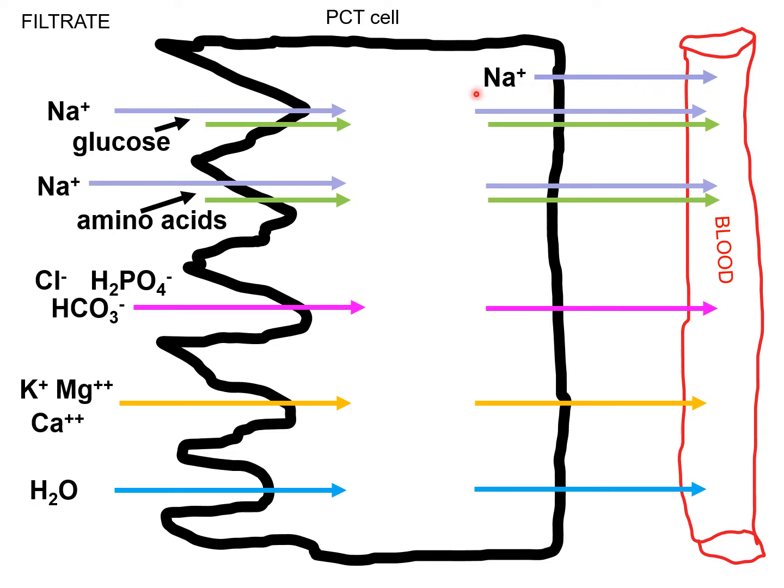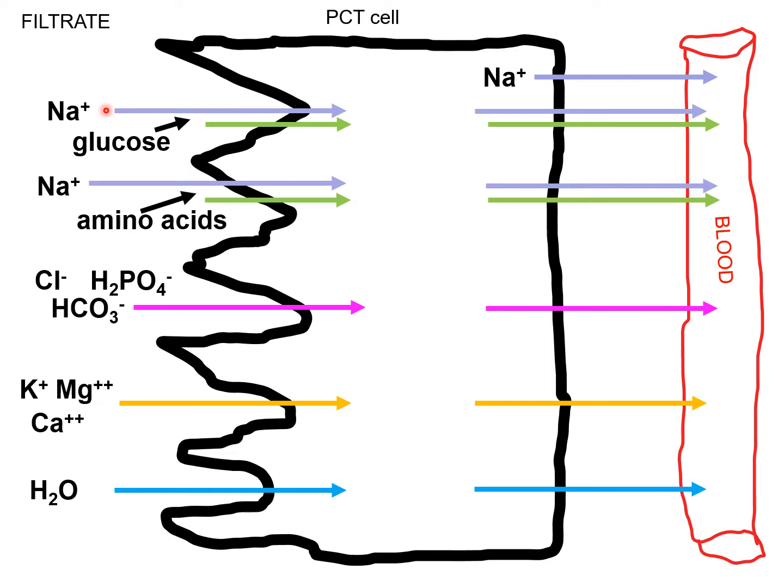So the consequence of this pump is that the cell will turn into a place of low concentration for sodium, because this pump is emptying sodium out of the cell into the blood. Sodium ions in the filtrate want to diffuse into the cell because now they see a place of low concentration. Remember, diffusion would drive molecules from a place of high to a place of low concentration.